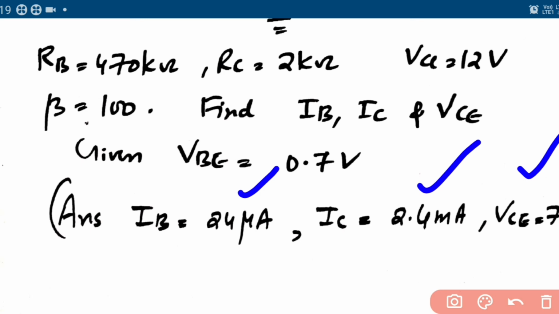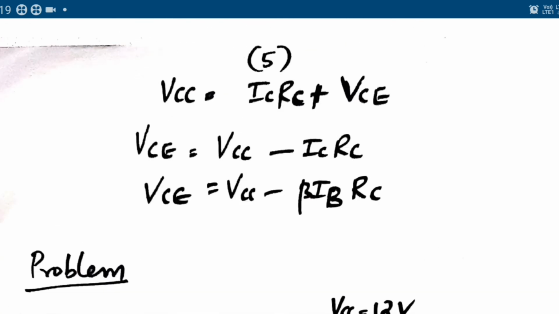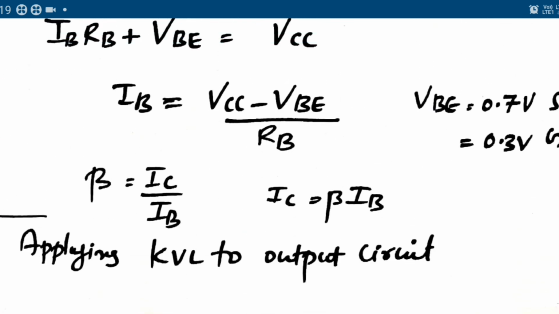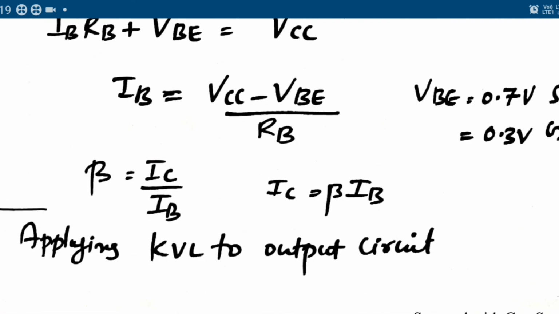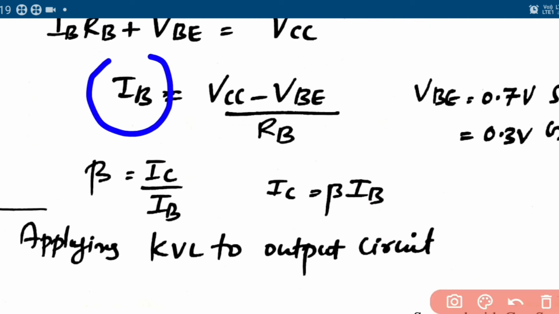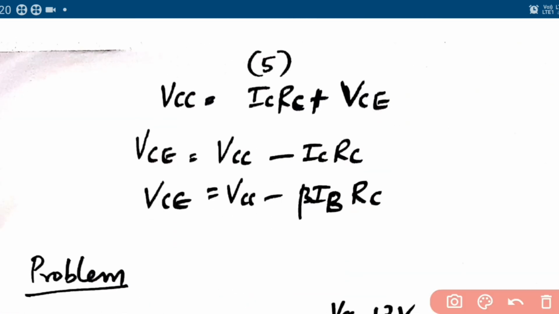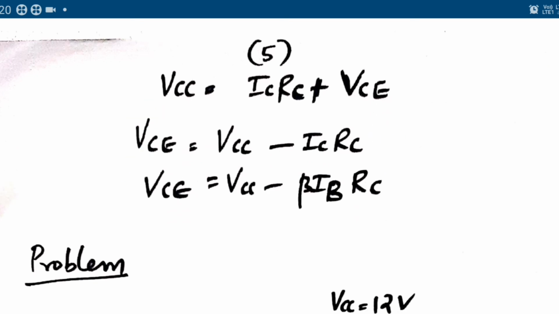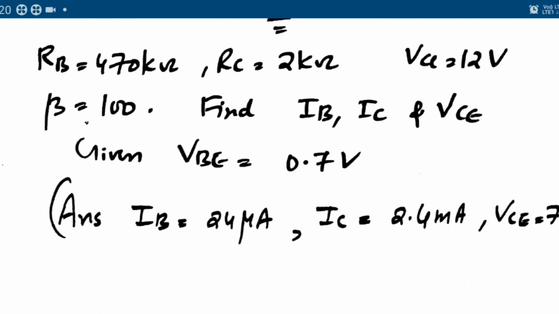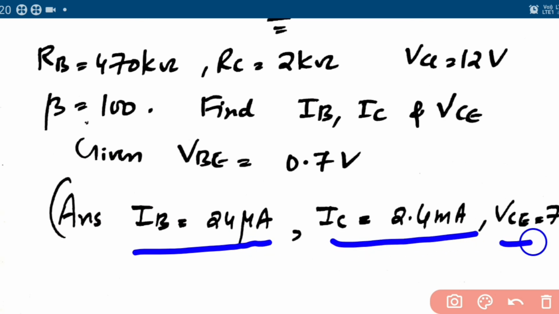We have the equations with us, so using that, try to find IB, IC. First find IB using this equation, and then find IC, and once IC is with us, we can very easily find VCE. VCE is VCC minus IC RC. So attempt this problem, and these are the answers that you should get: IB 24 microampere, IC 2.4 milliampere, VCE 7.2 volt.